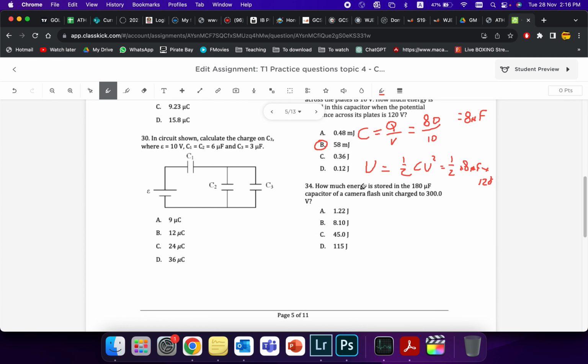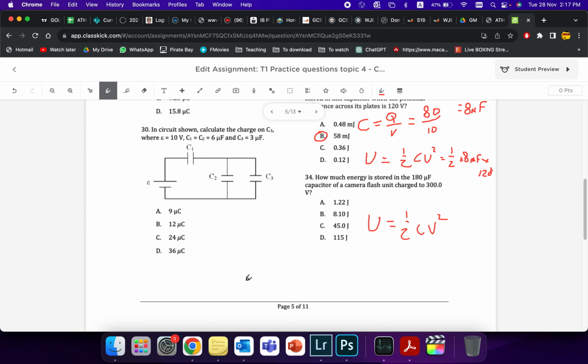All right, so how much energy is stored when you have this? Again, it's just direct substitution, isn't it? You have your C, you have your V, and it just happens to be the same formula as above. U equals a half CV squared. This is my C, this is my V, checking them.